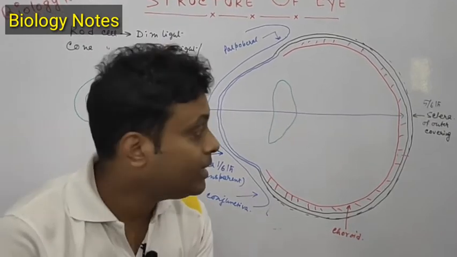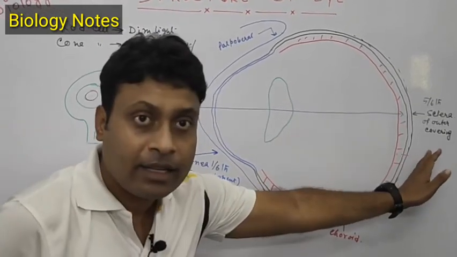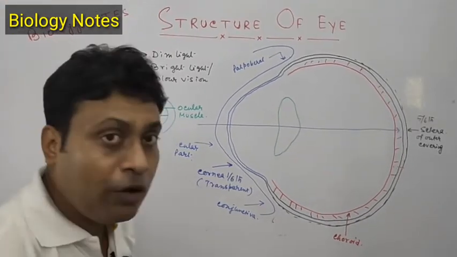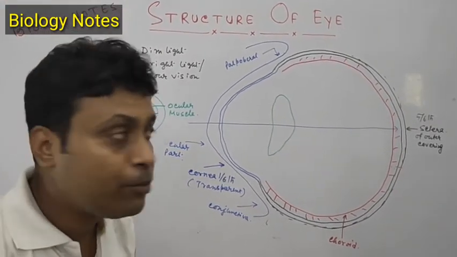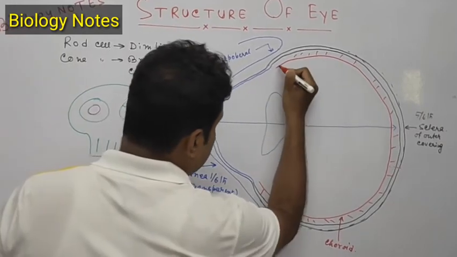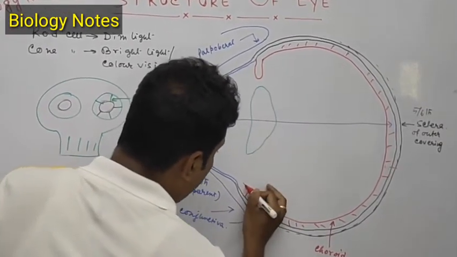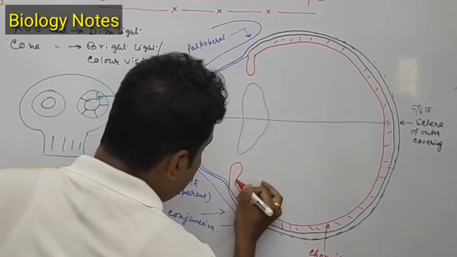The outermost layer is the sclera, and the middle layer is the choroid, and the choroid anteriorly becomes modified into an important structure, which is known as the ciliary body.